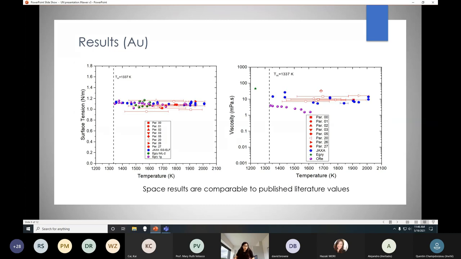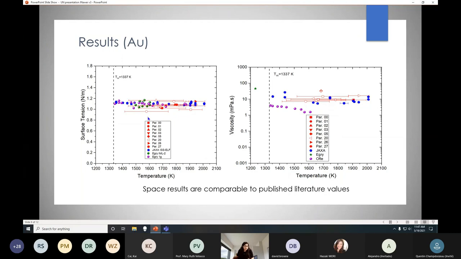In this slide, the viscosity and surface tension are shown as a function of temperature for gold. This is the first time we have run gold in the International Space Station, and the JAXA-ELF values are shown in blue markers, and the parabolic flight values are shown in red markers. The plot on the left shows the measured surface tension compared to the published literature values, and we can see that the parabolic flight values have larger temperature error bars.